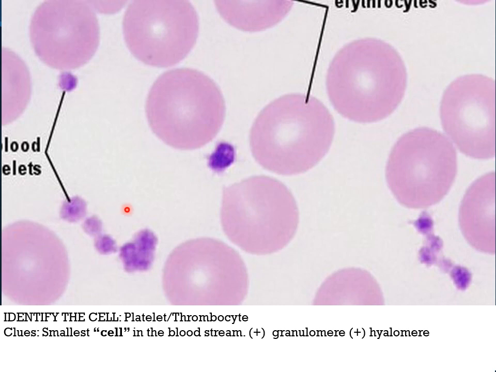In a more magnified view of the platelets, you will notice our granular part. This is the granulomere. And in this part, there is a non-staining part. This is our hyalomere. And the function of your platelet is to stop the bleeding, which we call the coagulation process.